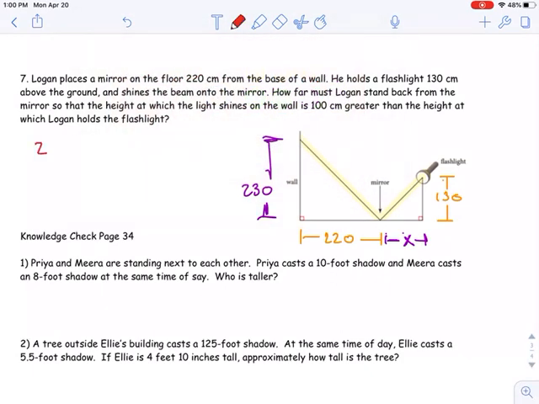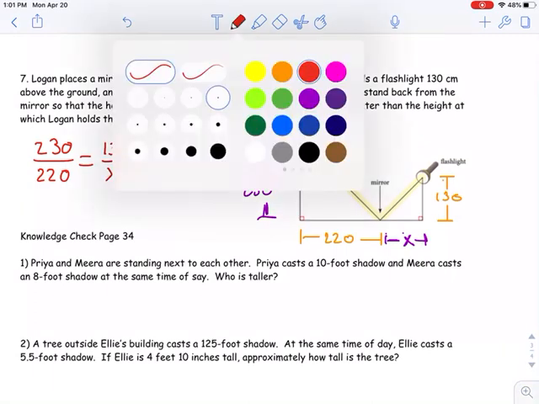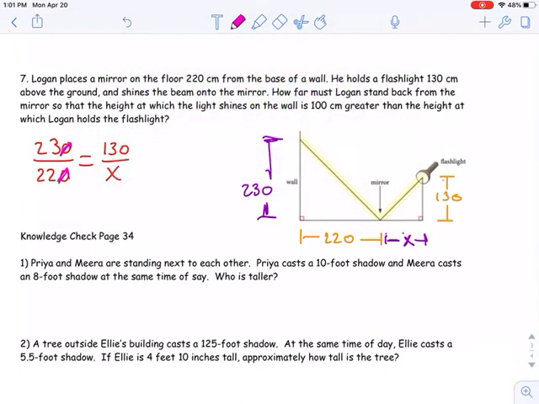But anyways, nonetheless, once we get here, it's just going to be 230 over 220 equals 130 over x. On the left hand side, we can quickly say those zeros cancel out. Then we cross multiply. I'm going to get 23x equals 130 times 22, which is 2860. And then divide by 23. x equals 124.34.